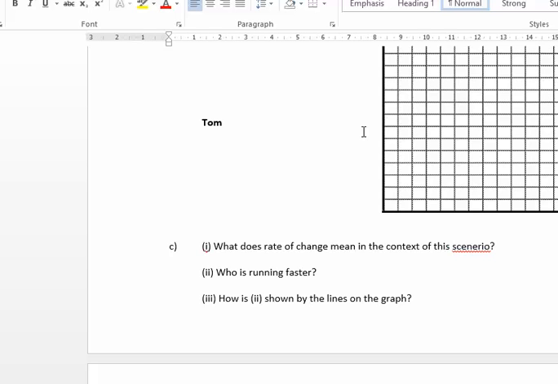Who is running faster? Right now it's a little hard to tell just by looking at it. Maybe some of you guys can do it mentally. And then 3, how is this shown on the graph?